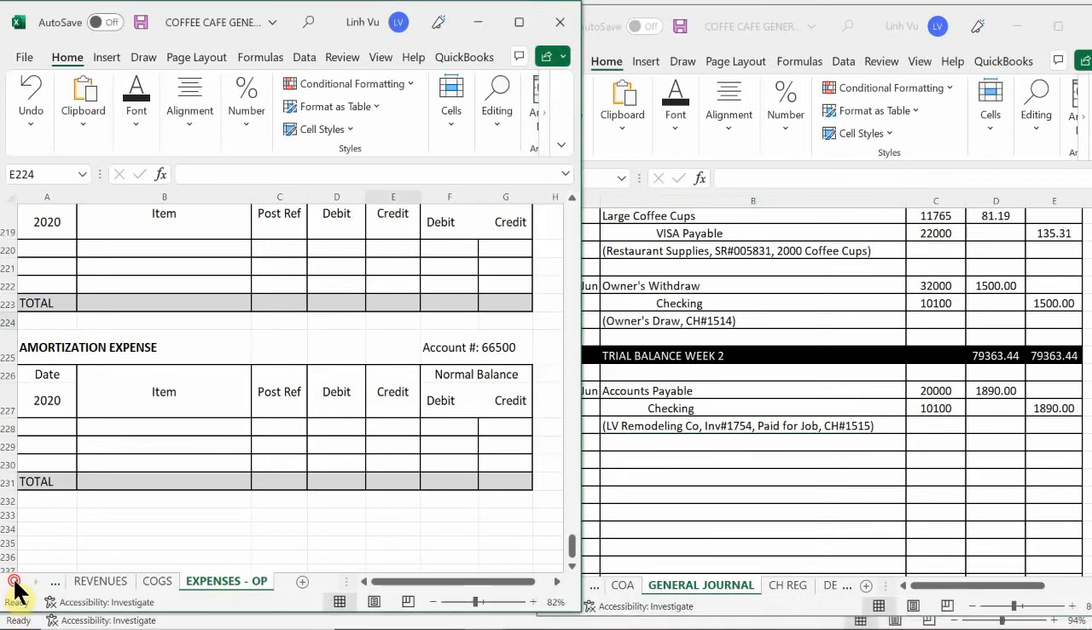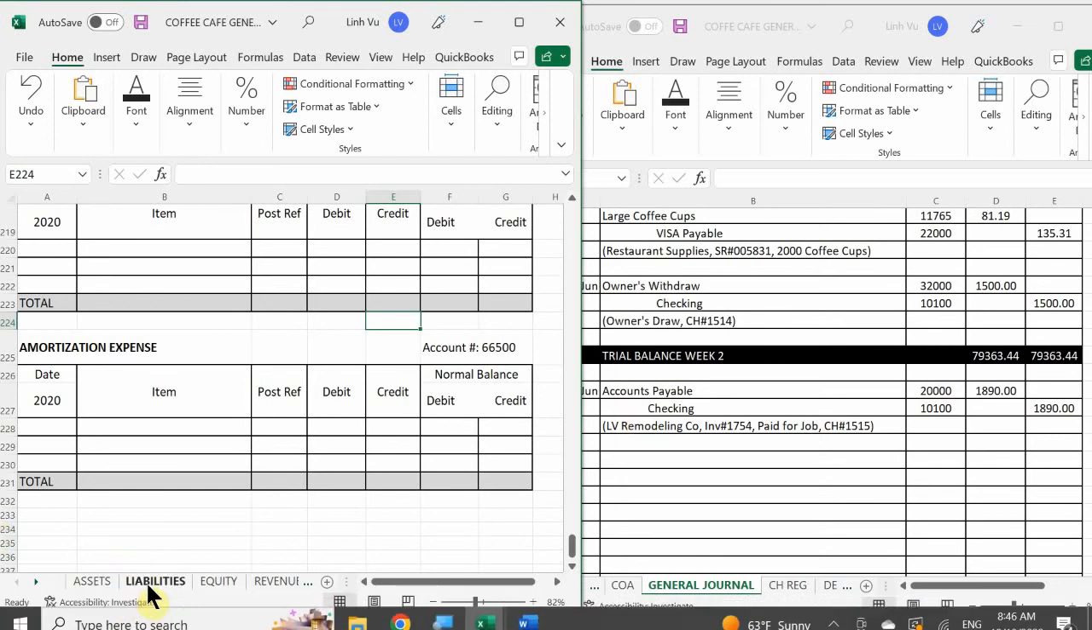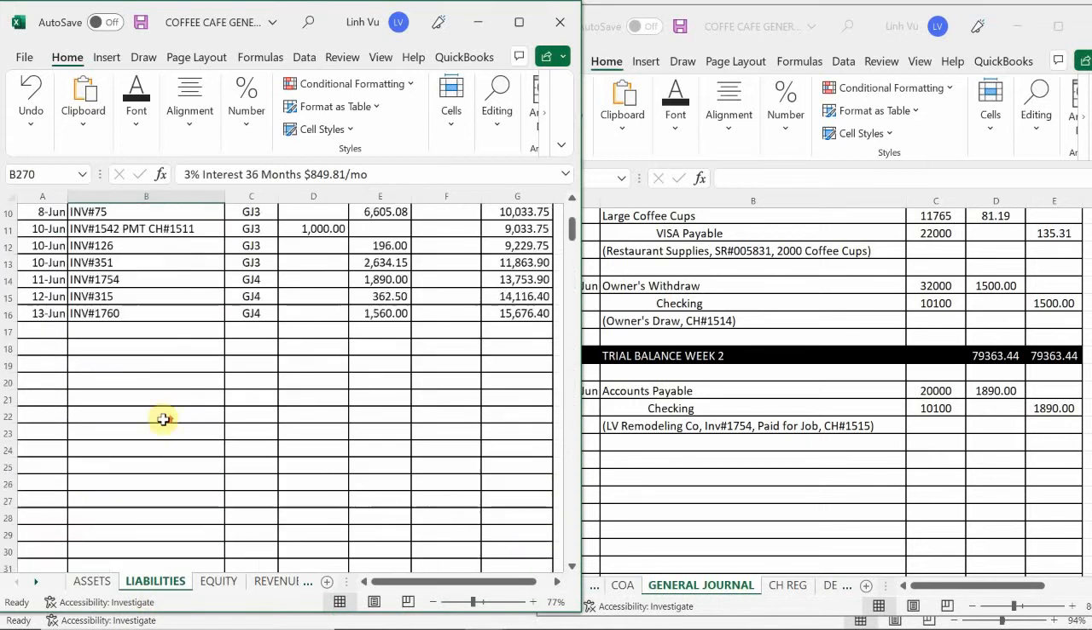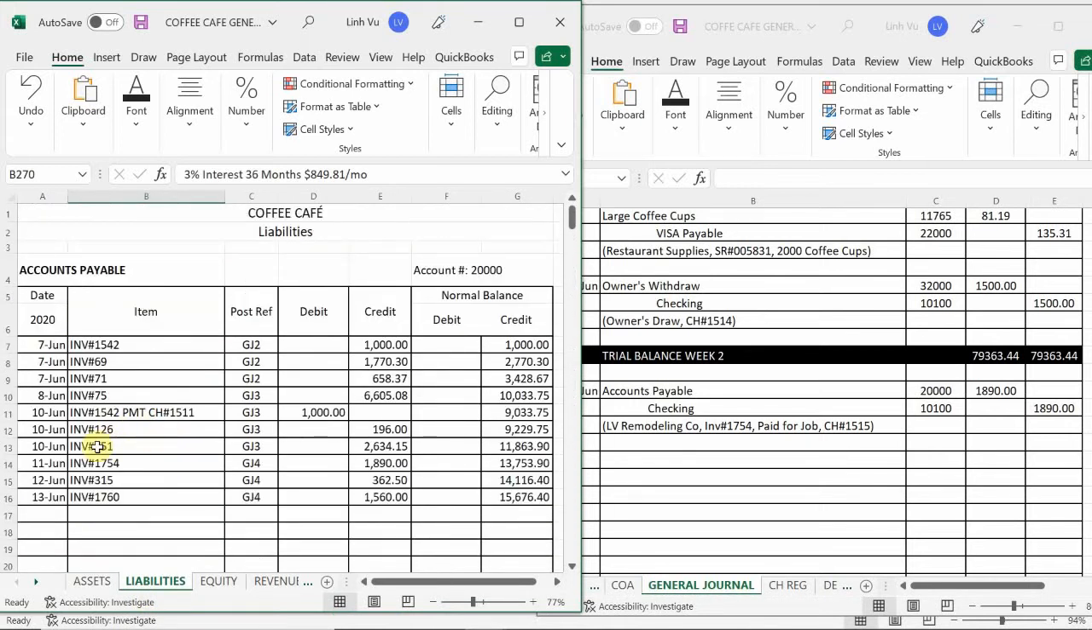Checking is not first. Checking is second. We're going to accounts payable. We need to update my liabilities because I owe less money now, right? So accounts payable.